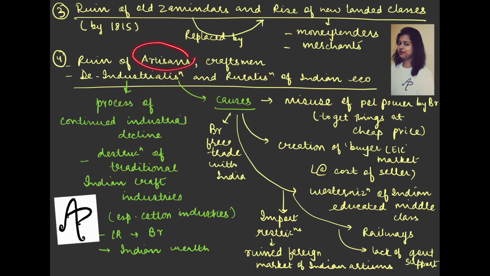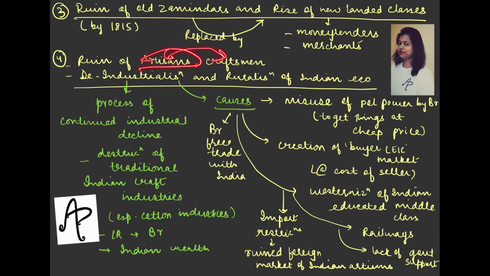Now you understand how the artisans and the craftsmen were ruined, because the whole idea of the British was that we have to buy the cheaper material from India, export it outside, and then the produced goods, machine-made goods, because of the industrial revolution, they would bring back to India and sell at a higher price. So lower price for the raw materials and higher price for the made goods already.